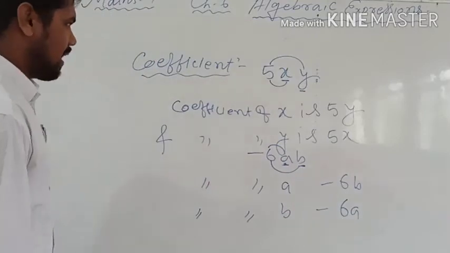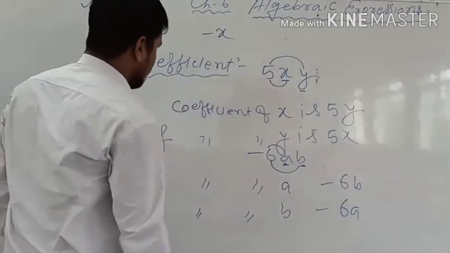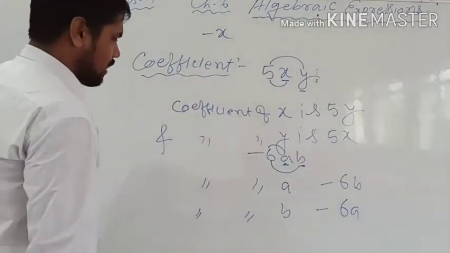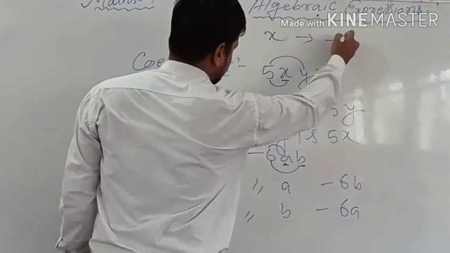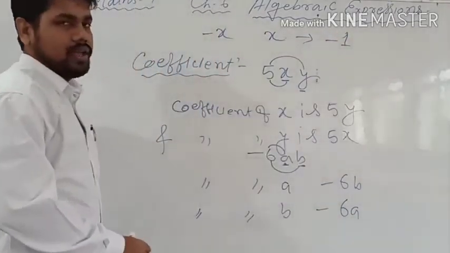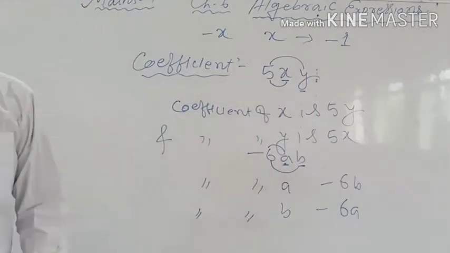What about -x? Suppose I am asking, write the coefficient of -x. With -x there is nothing written, which means 1. So the coefficient of x will be -1. This is how you can find the coefficient.